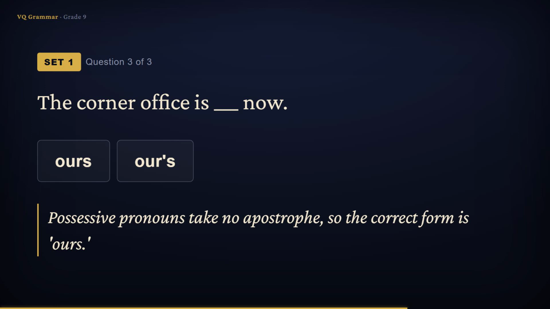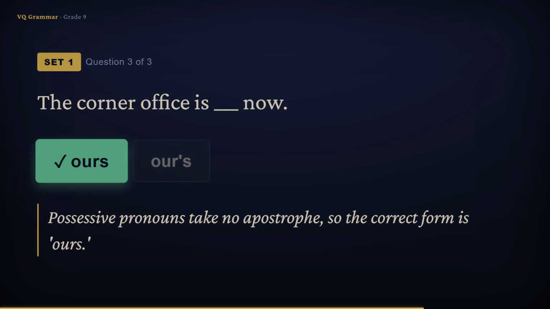The corner office is blank now. This one shows ownership. The office belongs to us. So we need a possessive pronoun. And remember the golden rule. Possessive pronouns never take an apostrophe. So it isn't our's, it's simply ours. The answer is ours.